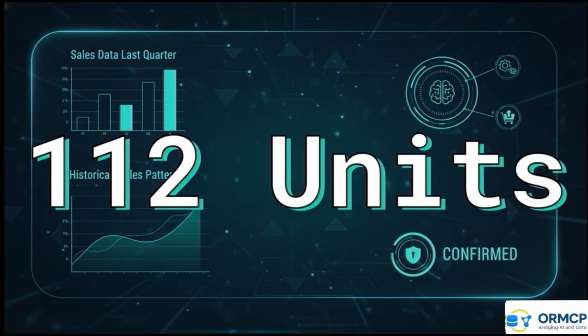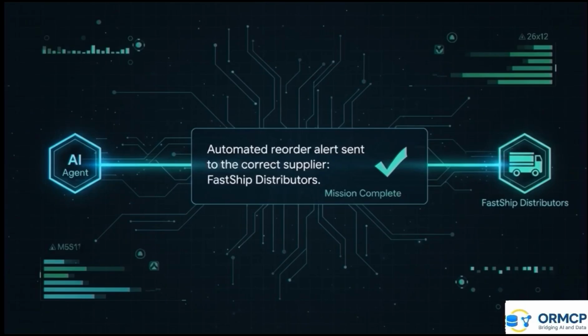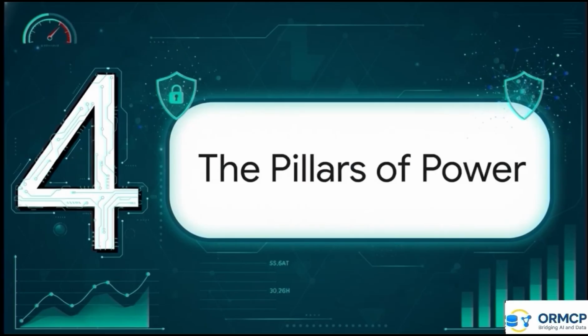See? That's not a guess. That's not a gut feeling. It's a precise, calculated number based on what's actually been happening. That right there is what an AI-driven approach looks like. And done. Mission accomplished. In the span of a few moments, the agent confirmed the problem, calculated the exact solution, and fired off an alert to the supplier. All of it completely on its own. No human needed.